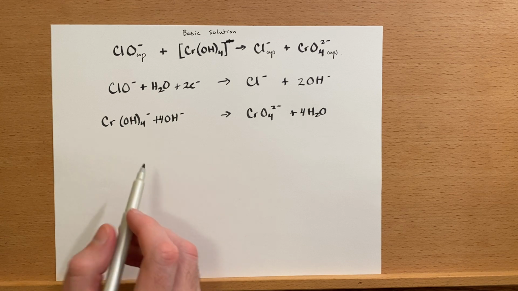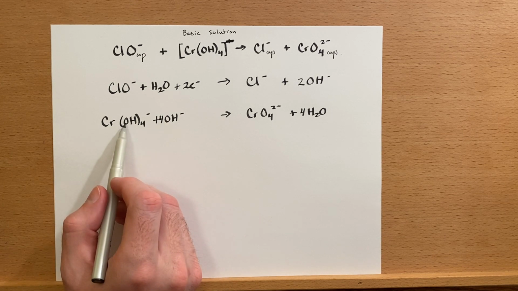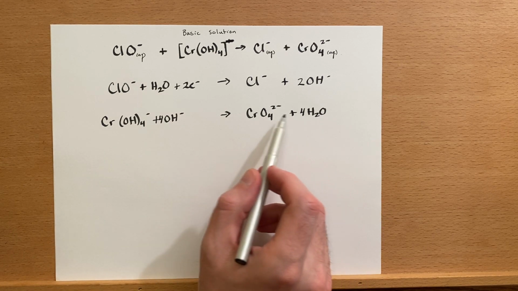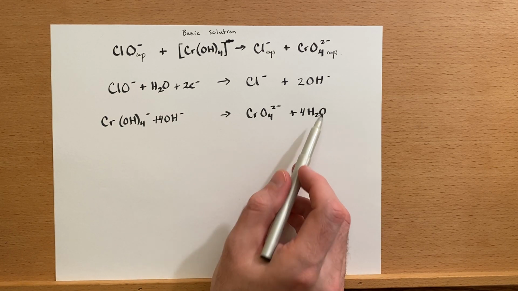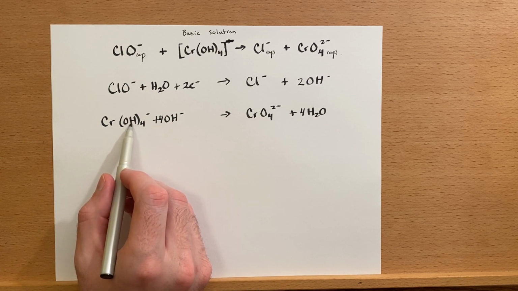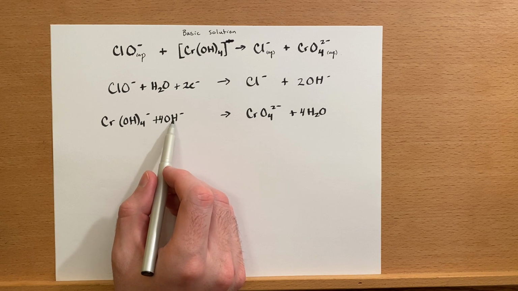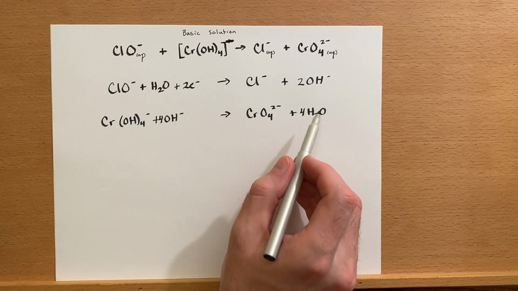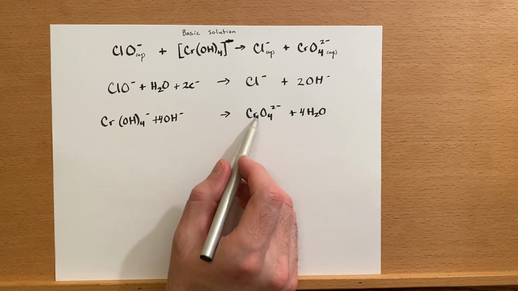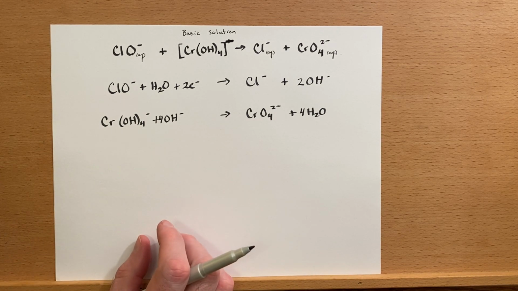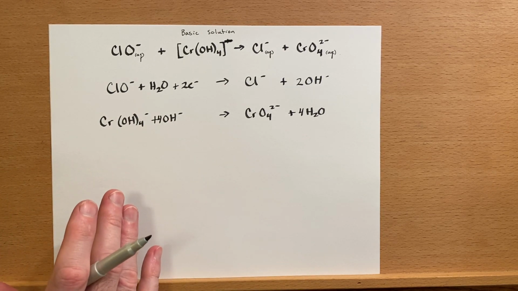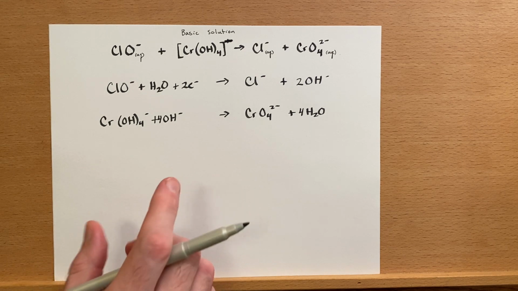So let's see how we did. I have 8 oxygens on this side, and I have 4 plus another 4 there. I have 8 oxygens on that side. And now I have 8 hydrogens on this side, 4 there, 4 there. And I have 8 here, 4 times 2, 8. And then 1 chromium, I didn't change that part. So now we've balanced the atoms that we have on the page. Now let's balance the charges.